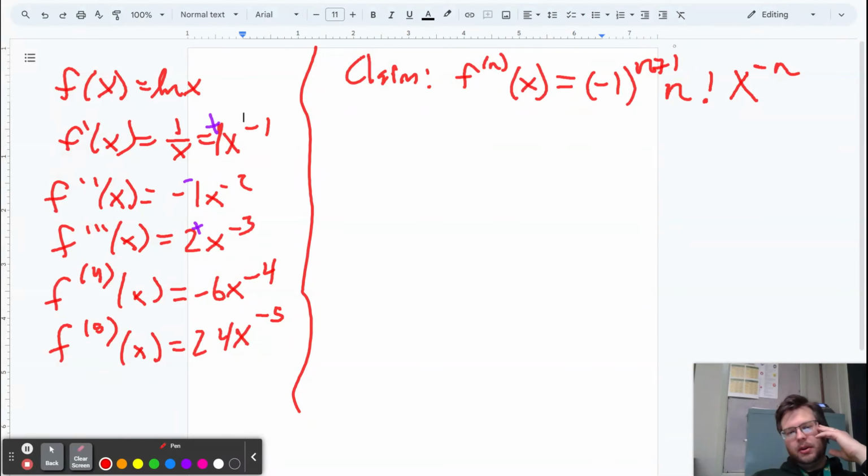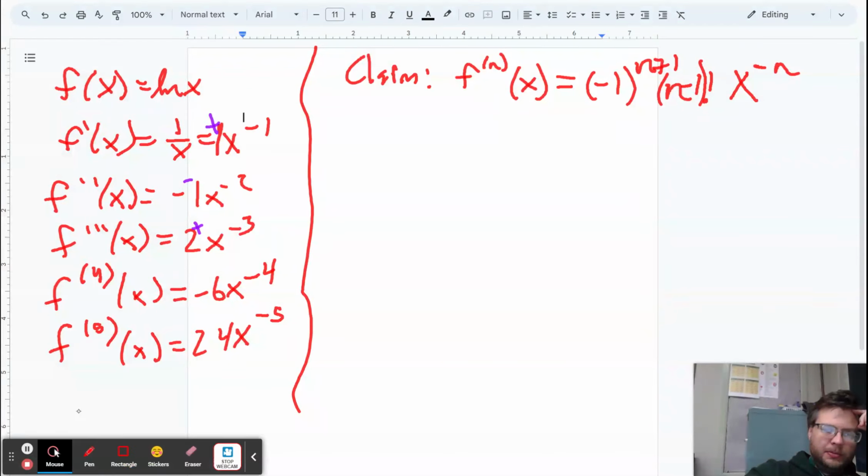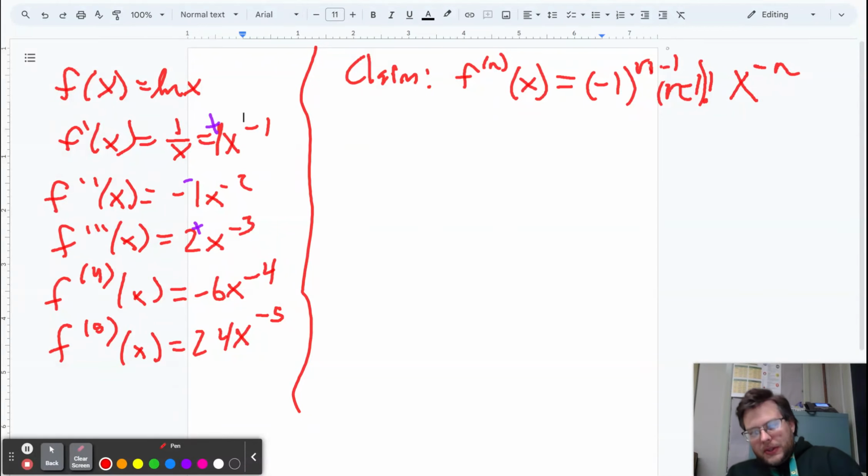The same thing works. I'm also noticing that my factorial is off, because the second derivative has 1 in front of it, the third derivative has 2 in front of it, and the fourth derivative has 3 factorial in front of it. So it looks like this is n minus 1. And maybe it makes more sense to make the exponent also n minus 1, although it doesn't really matter. I could prove it either way. They are equivalent, but I'll make it consistent, n minus 1. So let's go through the 3 steps of induction.